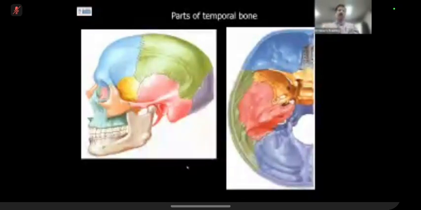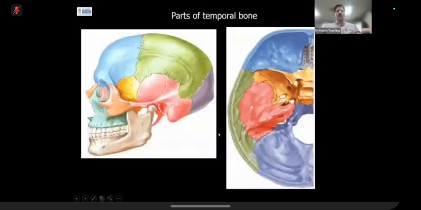Okay, so let's go back. Now, overview of the skull. This red bone, of course, these are various bones of the skull. We are interested in the temporal bone. Now, the temporal bone has 5 different portions, technically speaking. This part is the squamous part of the temporal bone. It forms part of the floor of the middle cranial fossa.